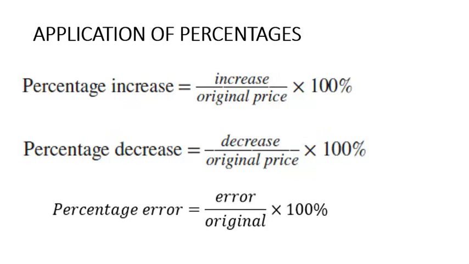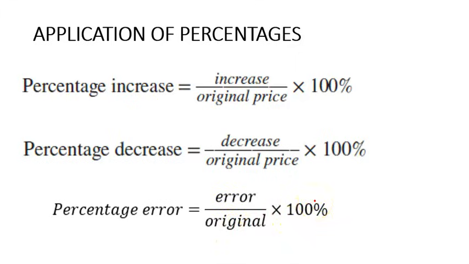Welcome to Utisam Mathematics. In this video, I want to talk about some other applications of percentage. I'm looking at percentage increase, decrease, and then error. So let's begin. Percentage increase is given by the increase over the original price times 100%. Percentage decrease is also the decrease over the original price times 100%. If we are finding percentage error, then it is the error over the original times 100%.